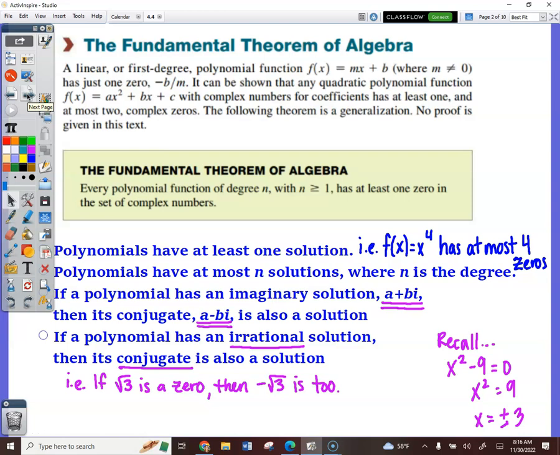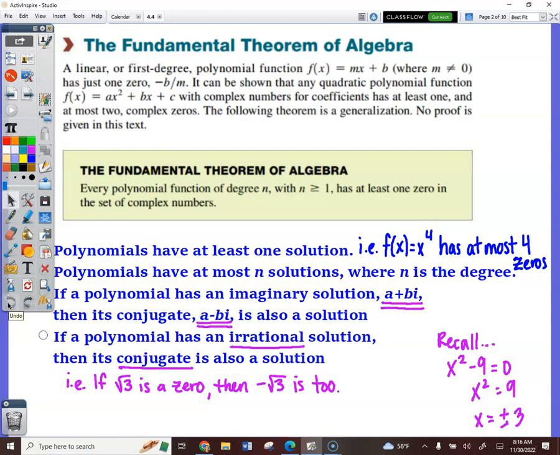We reminded you that when you have a polynomial of degree n, that means it has at most n possible solutions or zeros. The new part from yesterday was that now we're going to look at imaginary and radical solutions. If you have an imaginary solution that's a 0, then its conjugate is a 0. If you have a radical solution as a 0, then its conjugate is a 0.